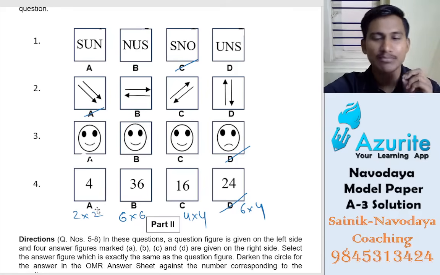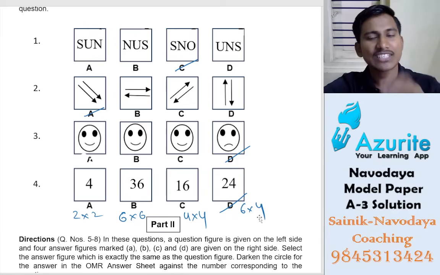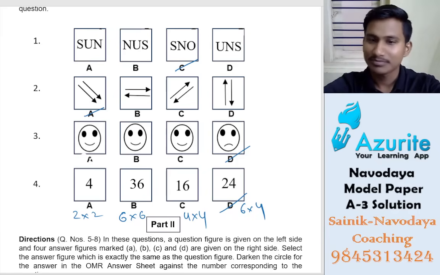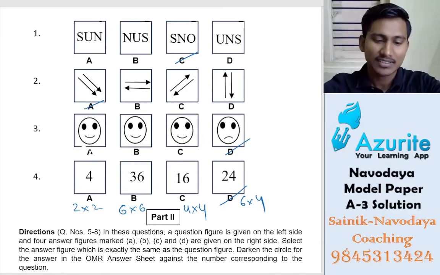It is a square numbers. 2 2s are 4, 6 6s are 36, 4 4s are 16, 24 we can write as 6 4s. So that is not a square number, right? So this is clear, right?